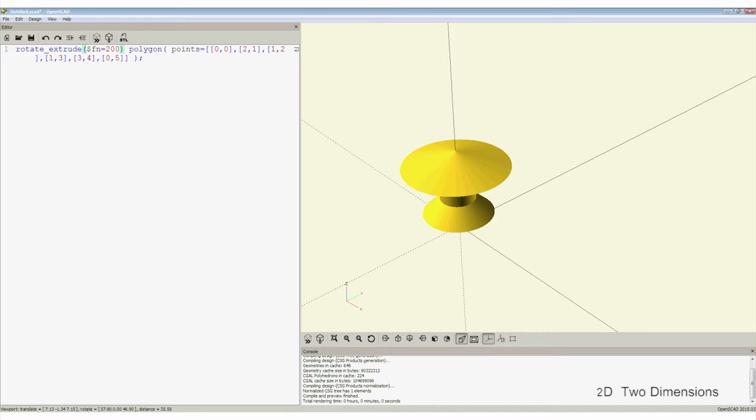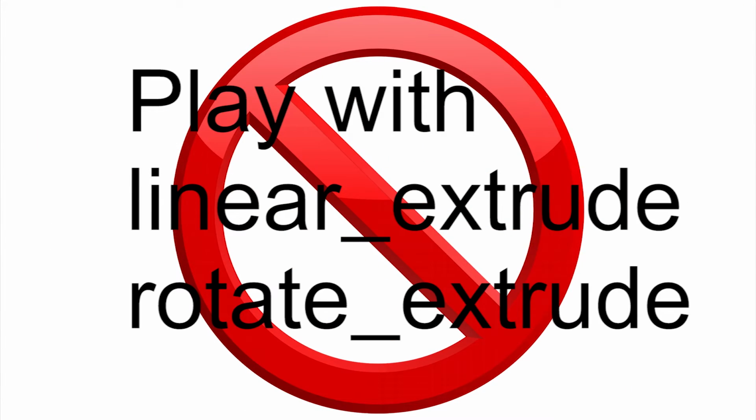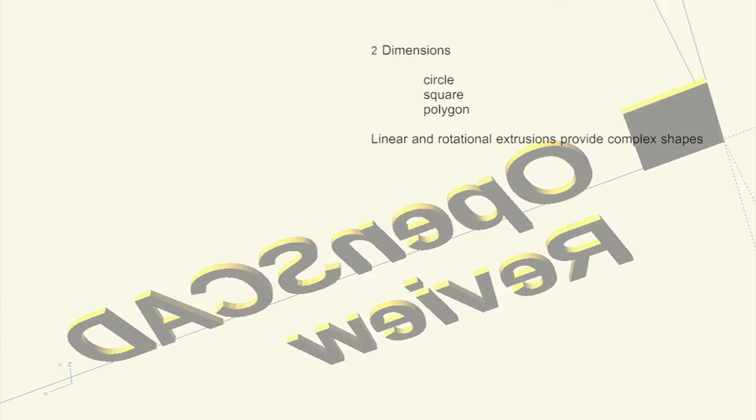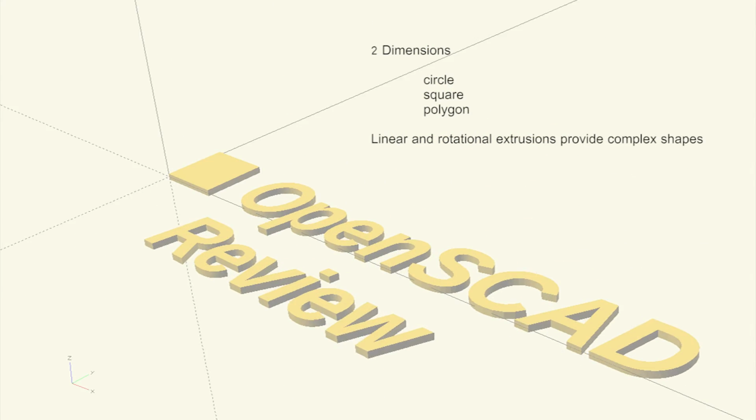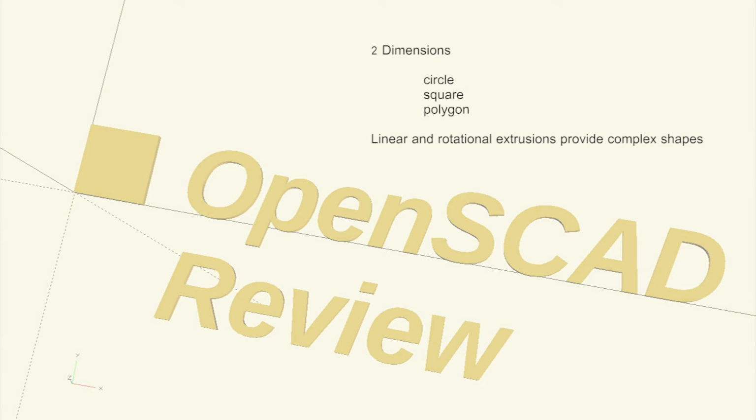This completes all of the methods of creating 2 and 3 dimensional objects. Stop the video now and play with linear and rotational extrusions. In this section, two-dimensional primitives of circle, square and polygon were introduced. These were then extruded into 3D, easily producing shapes that would be difficult, if not impossible, with 3D primitives.